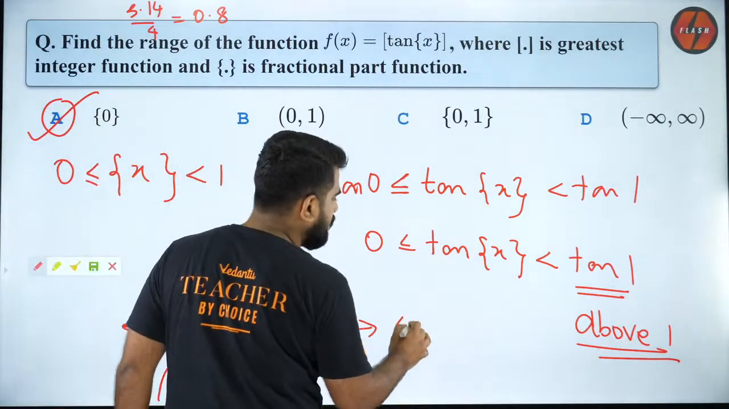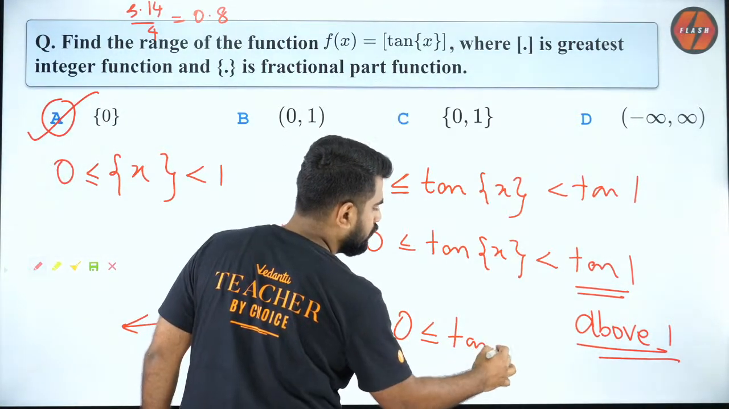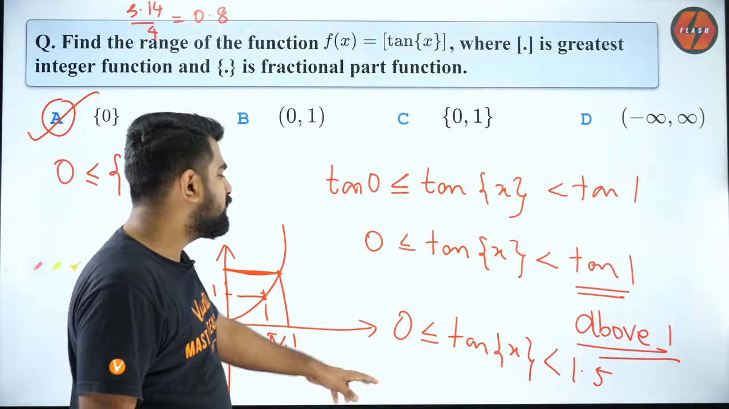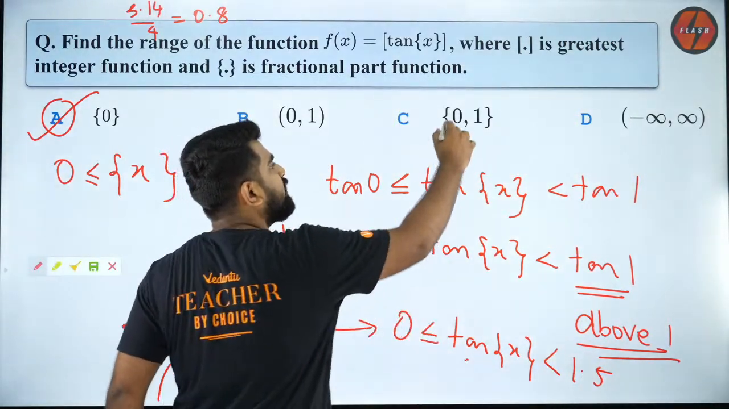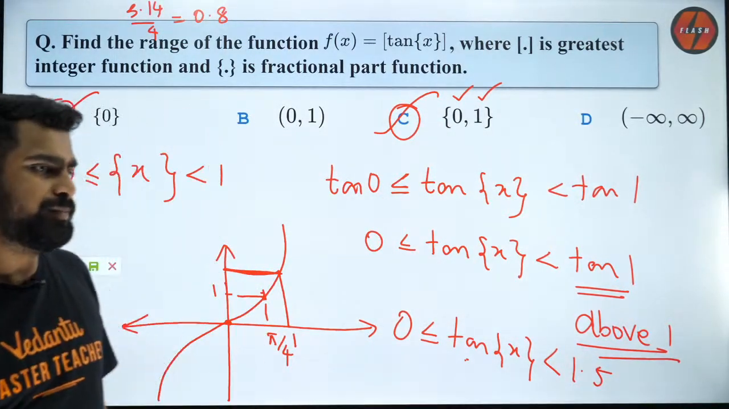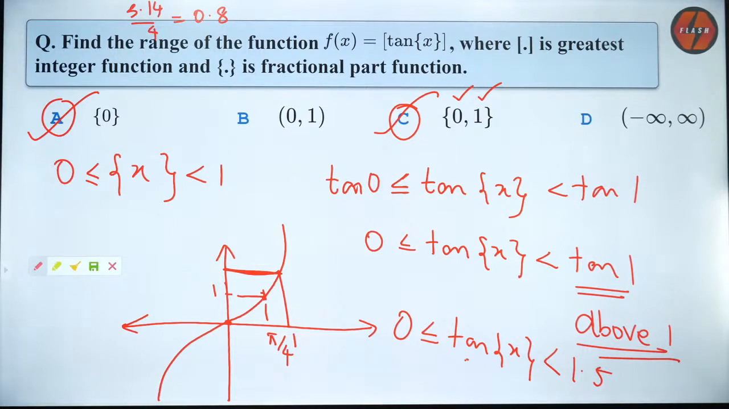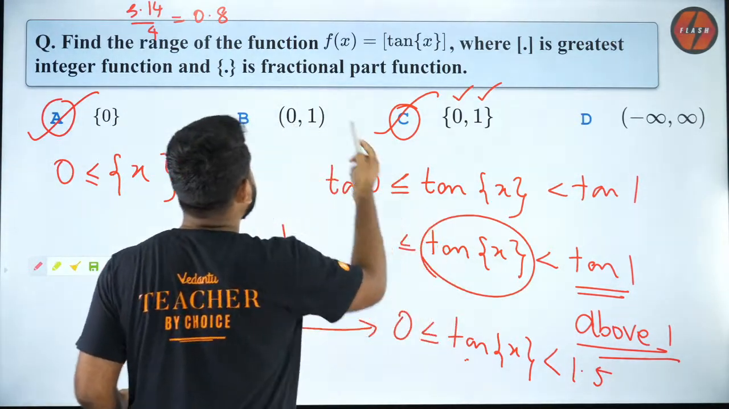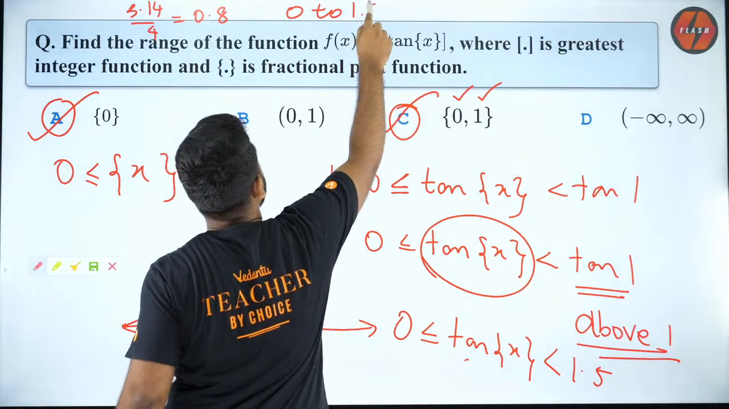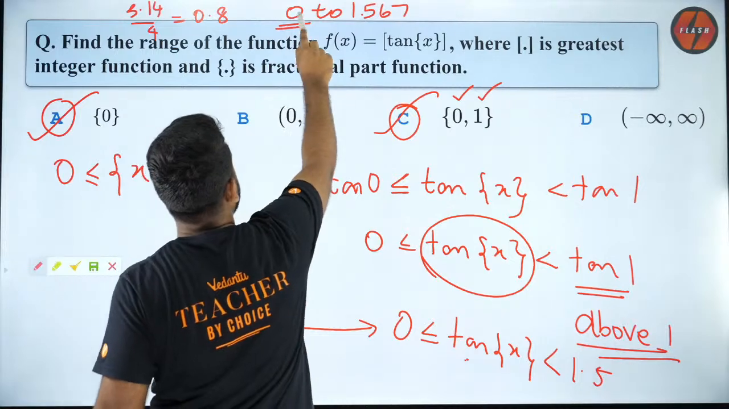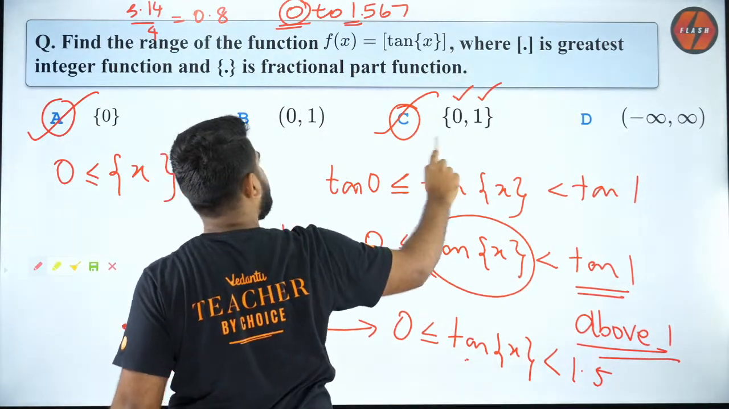So this can take values from 0 to something around 1.5. So can I say the greatest integer of this can be either 0 or 1. So C should be the right one. It is not A. Are you guys clear with it? Did you all understand it now? Because our tan of fractional part of x can take 0 to 1.567, the integer values can be 0 or 1. So only these two integers are possible.